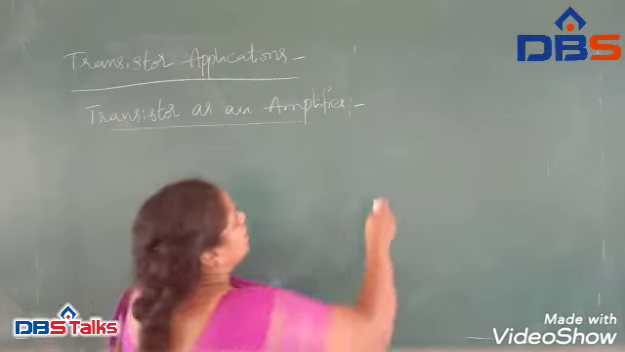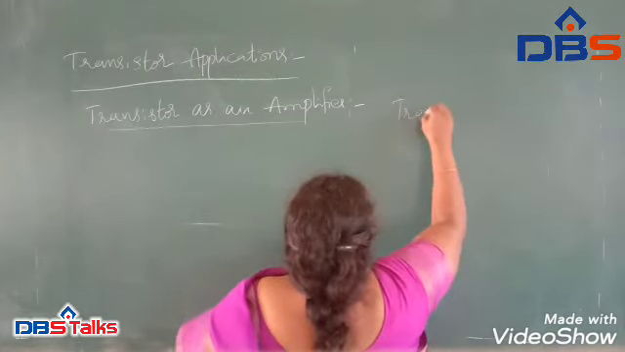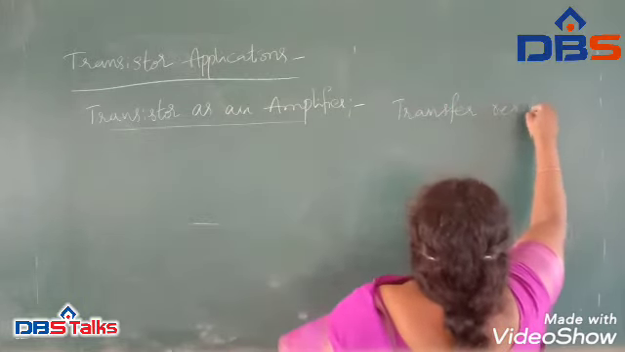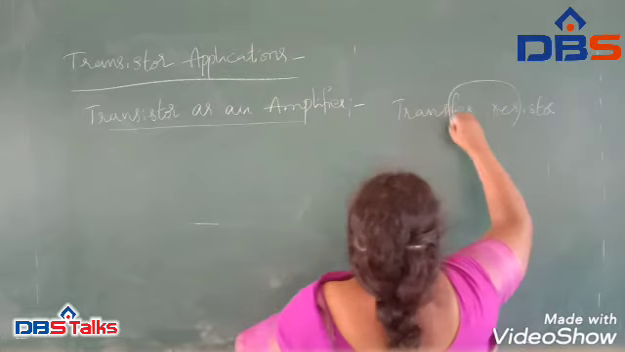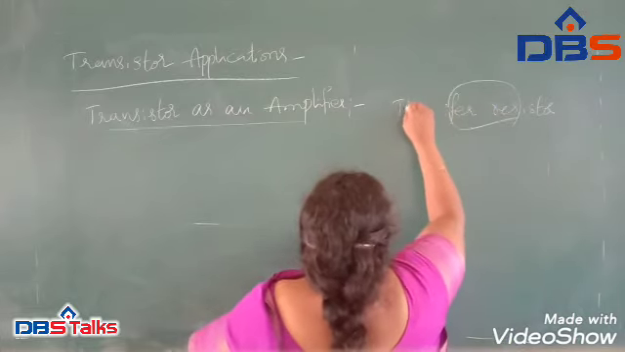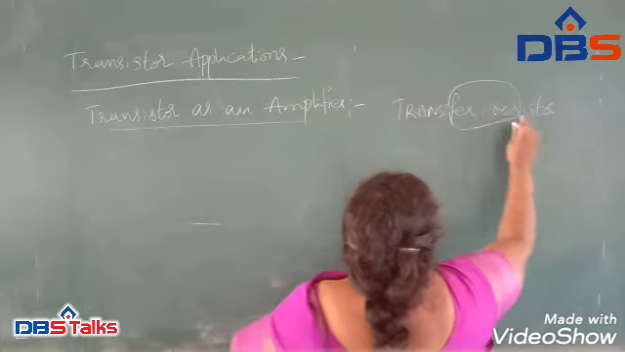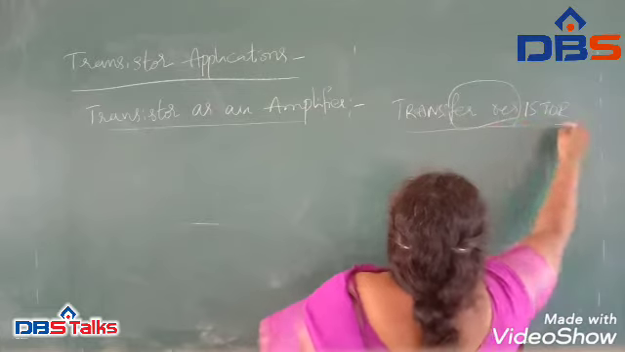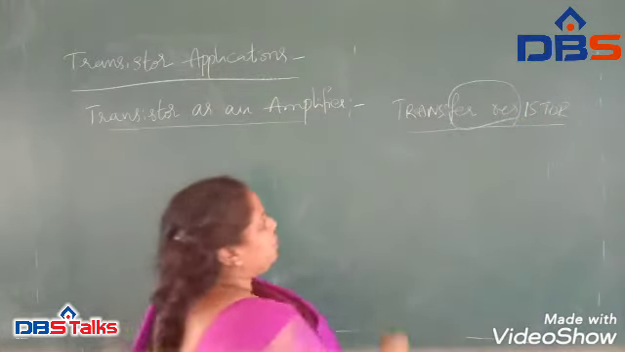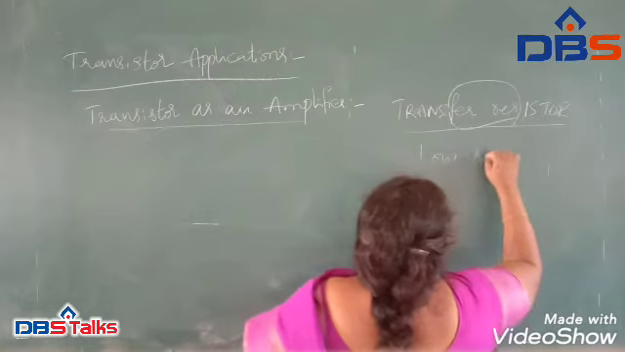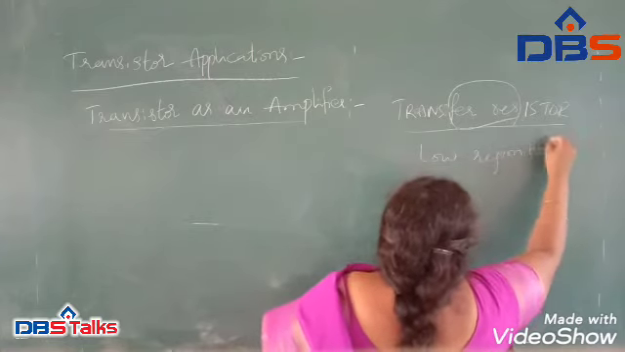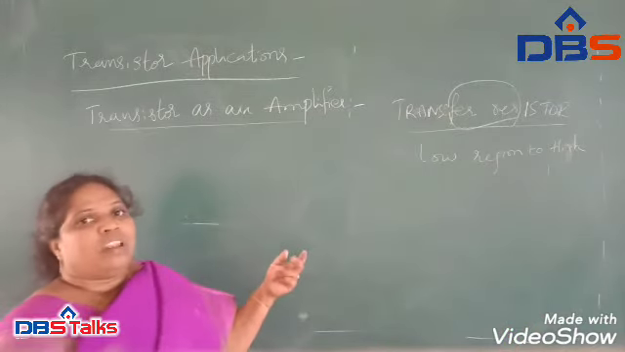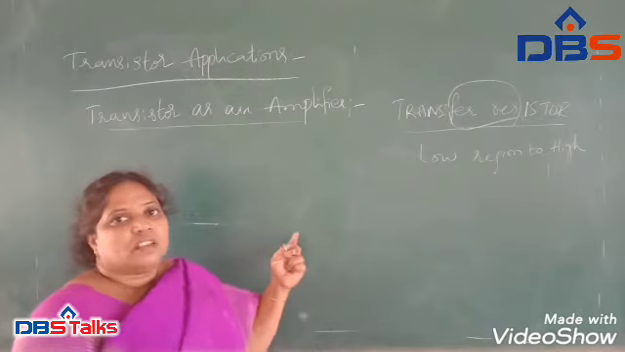Actually, the transistor transfers the resistance. So here we can see these words: trans. Here it transfers the resistor from low region to high region. That means we can give strength to weak signals, amplifiers. So that is amplification.